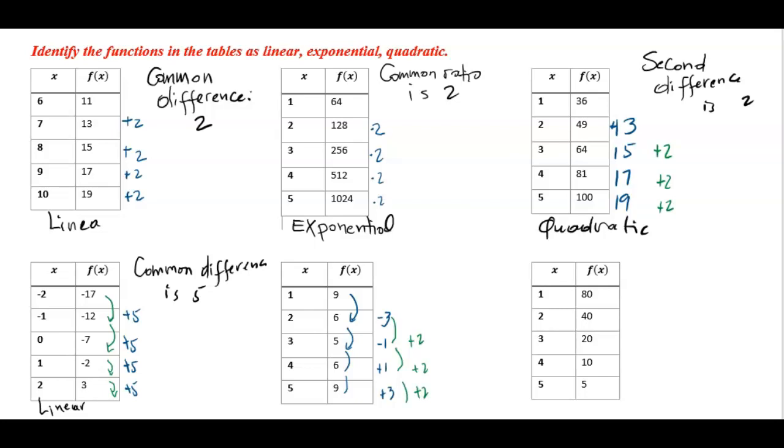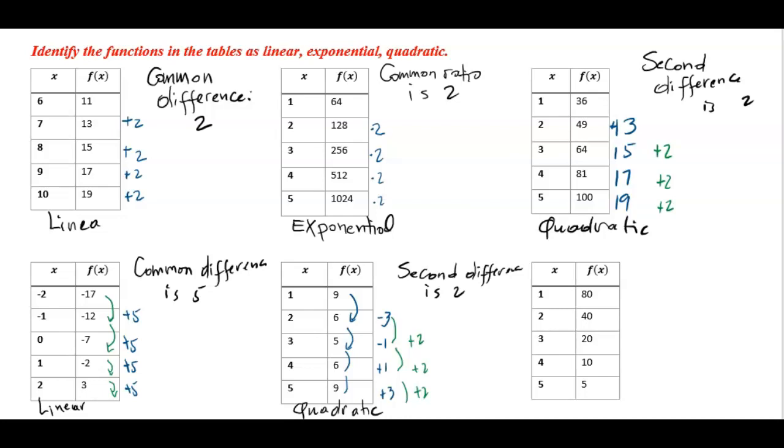So notice that we have a second difference. So our second difference is 2. Okay, the second difference here is 2. So therefore, since we have a second difference, this table represents a quadratic function. Quadratic function. All right. So let's do the last one now.